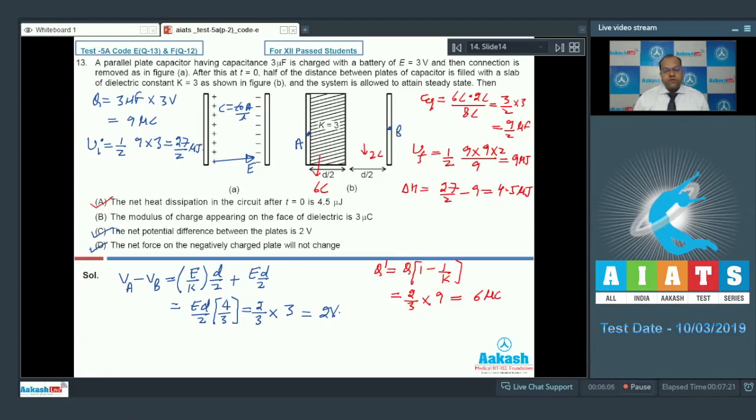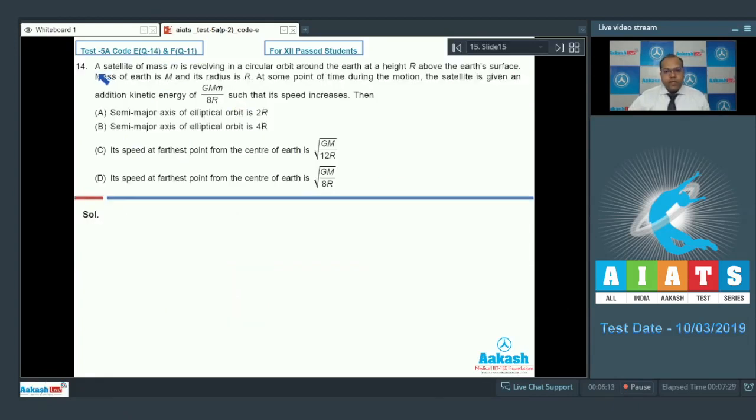Let's move to question number 14. In question number 14, a satellite of mass m is revolving in a circular orbit around the Earth at a height r above the Earth's surface. Mass of Earth is M and its radius is r. At some point of time during the motion, the satellite is given an additional kinetic energy of GMm by 8r such that its speed increases. Then we have to check the validity of the given options.